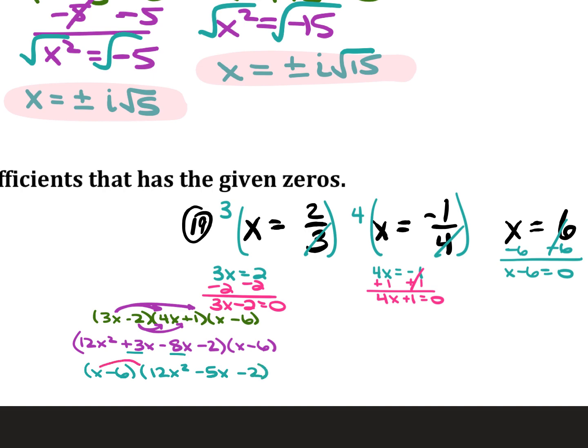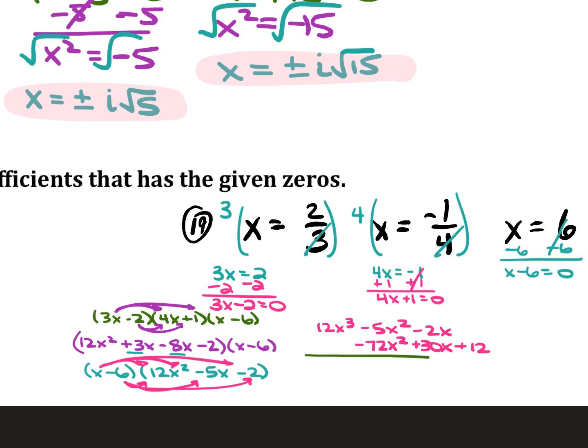So start distributing the x in. x times 12x squared is 12x cubed. Then x times negative 5x is negative 5x squared. x times negative 2 is negative 2x. Then do it with the negative 6. Negative 6 times 12x squared is negative 72x squared. Negative 6 times negative 5x is positive 30x. And negative 6 times negative 2 is positive 12. So if we add up our like terms, this gives us 12x cubed minus 77x squared plus 28x plus 12.